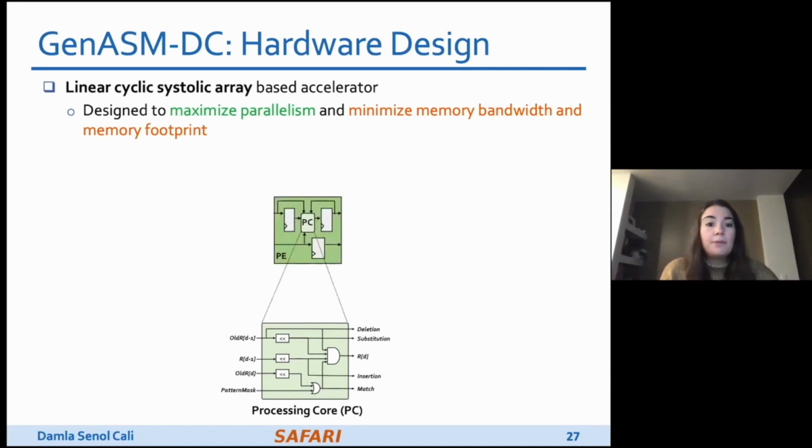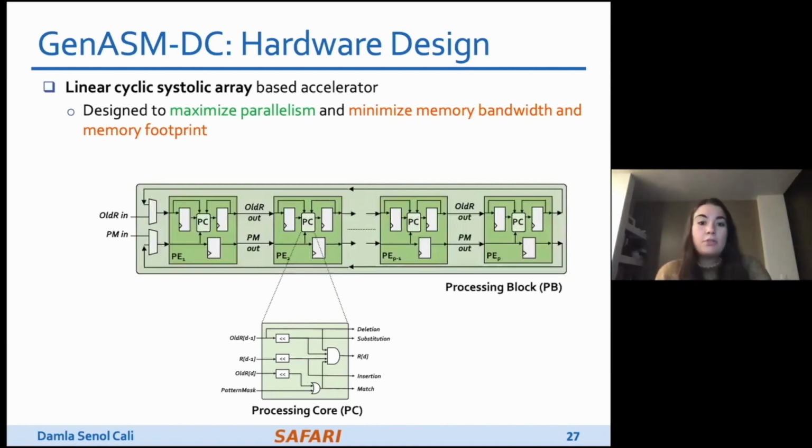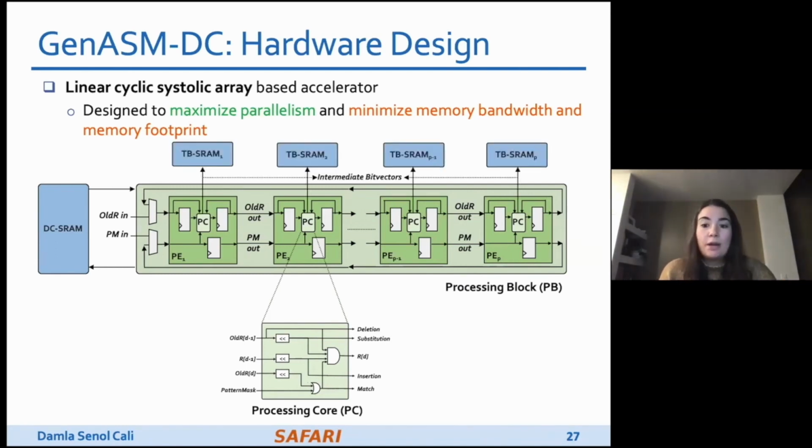When we add the flip-flop based storage logic around this processing core, we define a processing element, PE. Multiple PEs are concatenated to define a processing block. We also have DC SRAM, which stores the reference text, the pattern bitmask for the query read, and the intermediate data generated from PEs. And we also have TB SRAMs, which store the intermediate bit vectors generated by each PE of GenASM-DC, which will be later used by GenASM-TB.